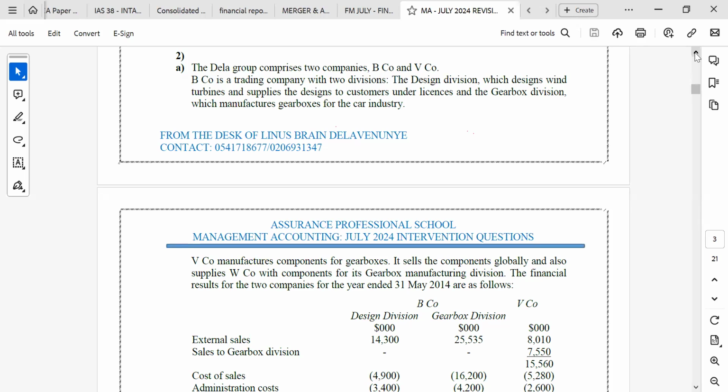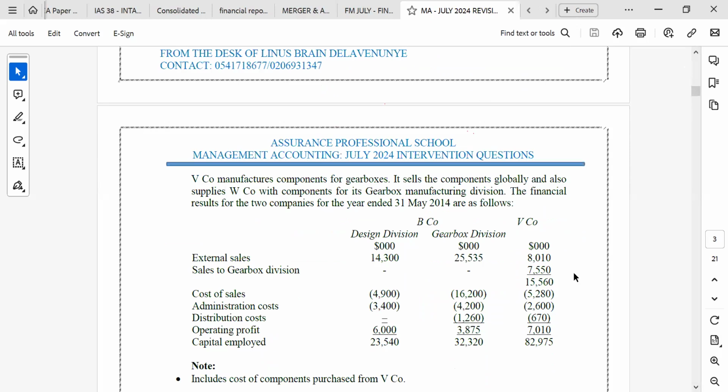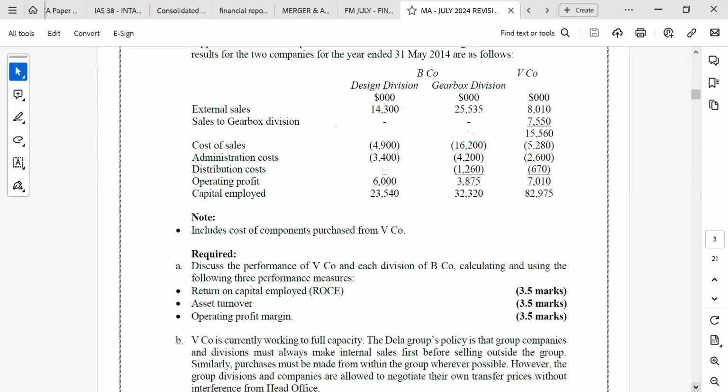Okay. VCO manufactures components for gearboxes. It sells the components globally and also supplies BCO with components for its gearbox manufacturing division. The financial results for the 2 companies for the year are as follows. Let me scroll up a little. Okay, so we have external sales to gearbox division. They will have cost of sales, administration costs, distribution costs, operating profit, and capital employed. Notes: includes cost of components purchased from VCO.